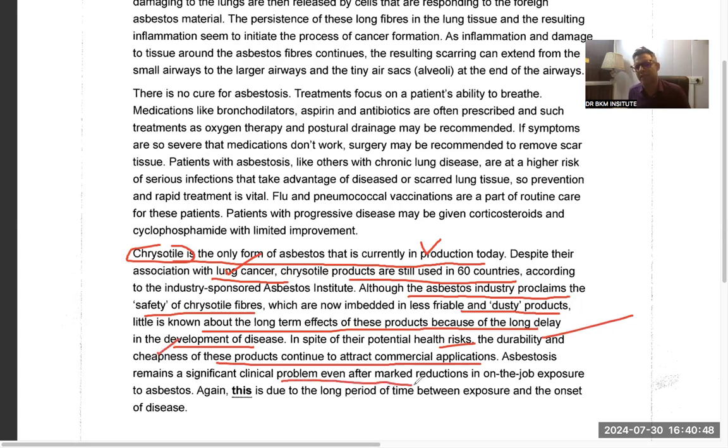Asbestos remains a significant clinical problem even after marked reduction in the job exposure to asbestos. Even after marked reduction, marked means significant. Again, never forget these words. Even after significant reductions in the on-job exposure, it still poses a significant problem. Again, this is due to the long period of time between the exposure. And why does this pose a problem? Because there is a long period of time between exposure to the fibers and the onset of the disease. So the onset of the disease takes a very long time.